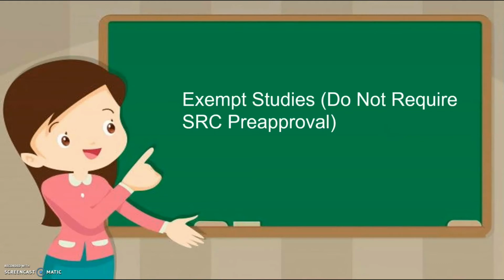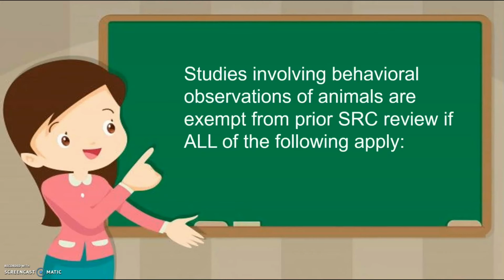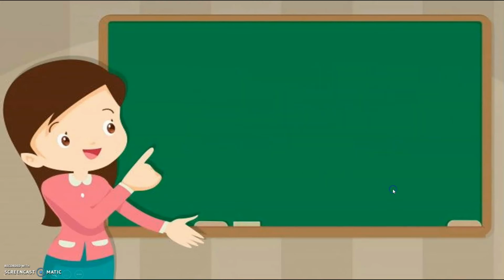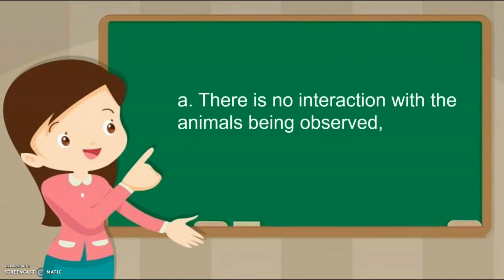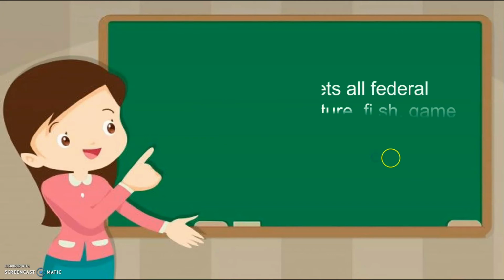Now, let us proceed with exempt studies. So these are the studies that do not require the SRC pre-approval, meaning to say you can proceed with your activity, with your research experimentation without waiting for the approval of the SRC before the experimentation. So it includes the studies involving behavioral observations of animals. They are exempted prior to SRC. Okay, number 1, there is no interaction with the animals being observed. Okay, meaning you are far away, or you are not dealing with animals. So you're just observing and there are no interaction between you and the vertebrate animals. Next, there is no manipulation of the animal environment. Okay, you did not change the environment, the habitat of the animal. So it is also included in exemption or exempt studies.